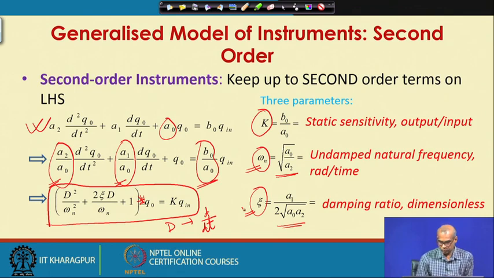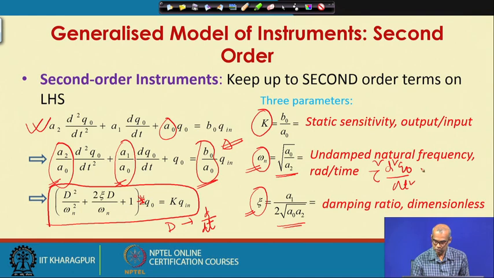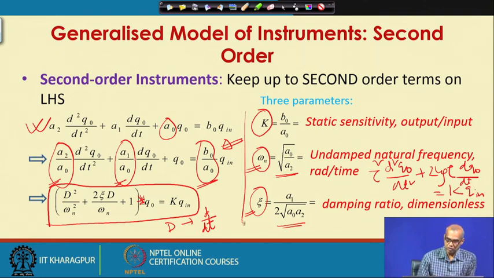So, this is also written as tau square d square q 0 dt square plus 2 zeta tau dq 0 dt plus q 0 equal to k q in. If you introduce these terms, you will be able to write this from here.